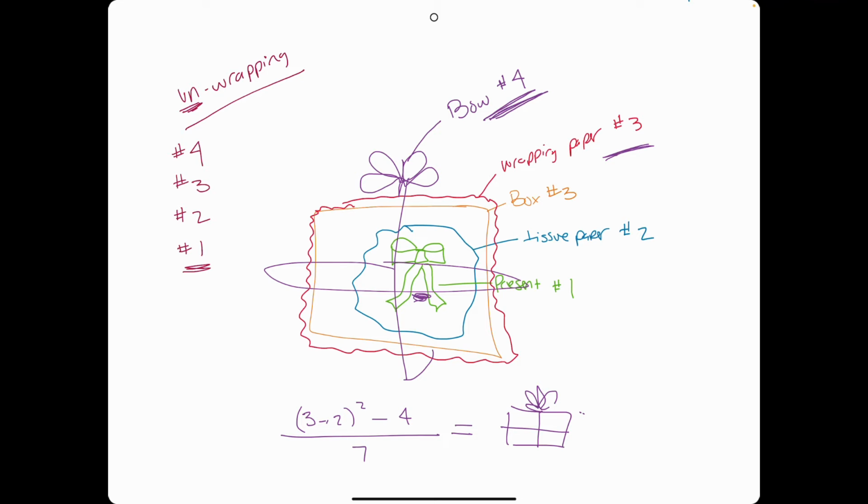Wait, what? That's the box and the wrapping paper, both 3. Where? Oh, I did that wrong. I'm sorry. You caught my mistake. I owe you a piece of candy. I didn't know. There's 4, and there's number 5. So in here, I need to add a number 5. I thought that seemed a little odd.